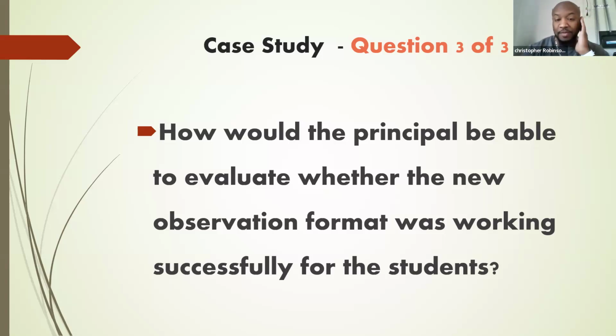I believe the principal would be able to evaluate whether the observation format was working successfully for the students by observing the changes in the practices that are observed. And of course, those Marzano 9 are very big indicators of that. He talks about visible changes after peer collaboration as a strong indicator that the observation system is working. And of course, walkthroughs and instructional rounds are good ways of doing that.